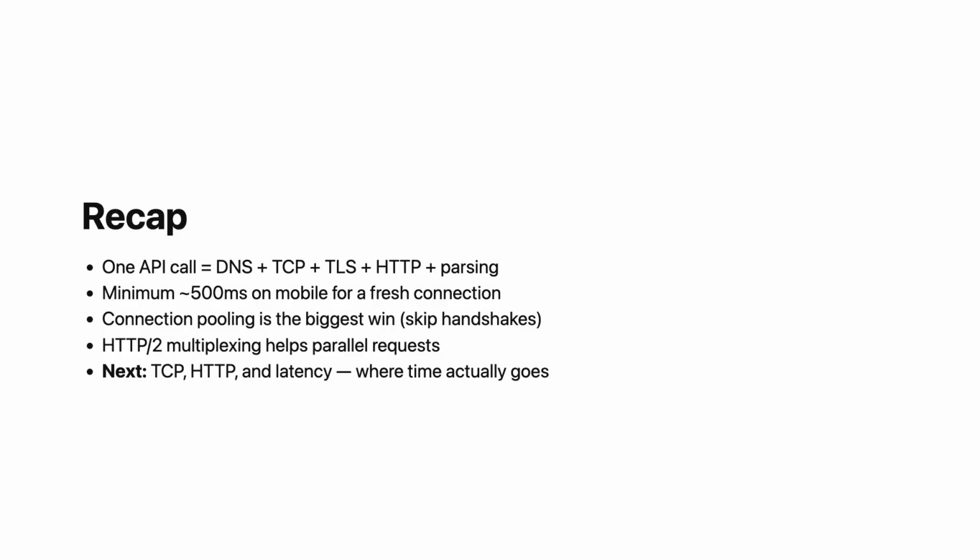Let us wrap up what we have learned. A single Retrofit call triggers a cascade of network operations: DNS resolution to find the server, a TCP three-way handshake to establish a reliable connection, a TLS negotiation to encrypt the channel, the actual HTTP request and response, and finally deserialization back into your Kotlin objects. The minimum time for all of this is around 500 milliseconds on mobile, and connection pooling is the single biggest optimization that reduces subsequent calls. OkHttp handles most of this automatically, but understanding what it does helps you make better architectural decisions, like batching requests, prefetching data, and designing for offline scenarios.